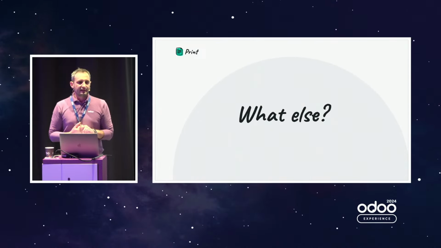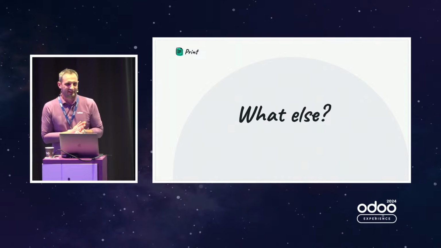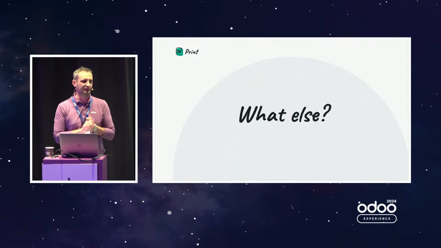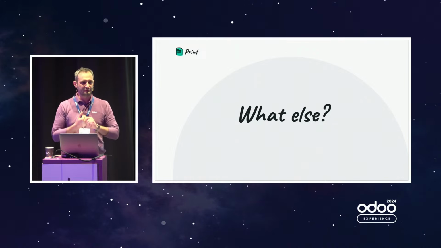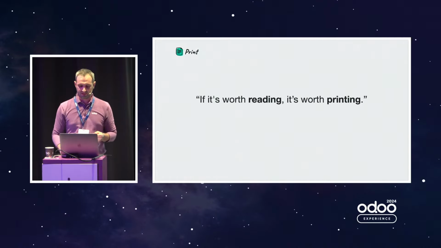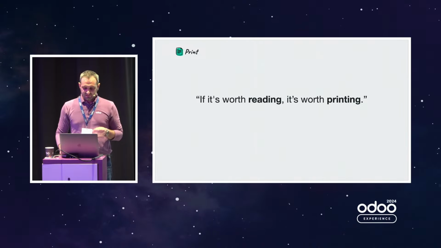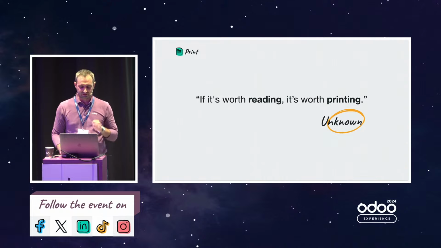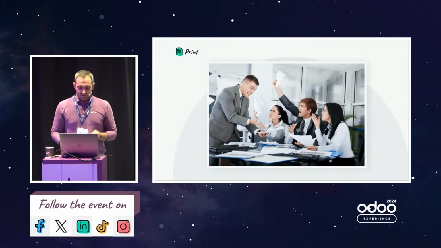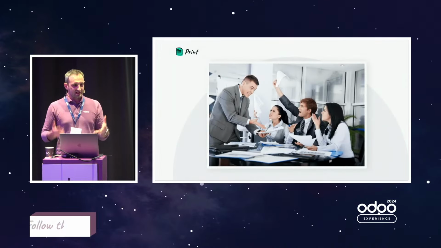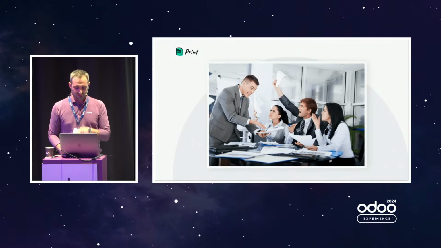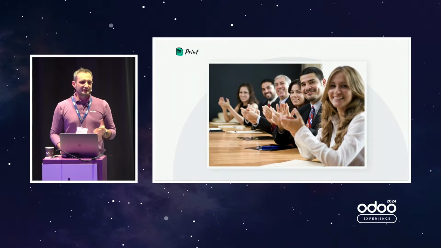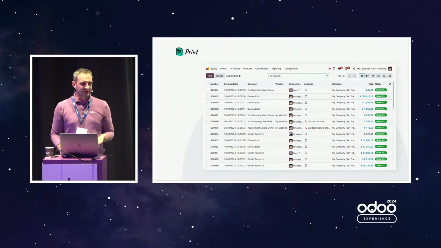We wanted to try something different. There is a lot of data in Odoo that you can actually also use for print during a meeting, for example. If it's worth reading, it's worth printing. And let's assume that you want to bring some data during a meeting. Not this meeting, this meeting. We like this meeting. And maybe you want to print directly from the UI.